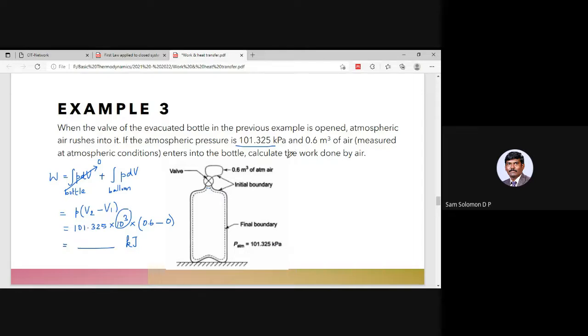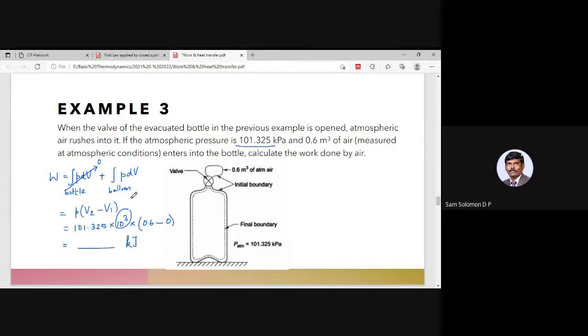Calculate the work done by air. So this air is going to enter into this bottle. PdV in case of the bottle is 0. PdV in case of the balloon: the balloon is losing its air and that is filling this bottle. So what will be the sign convention? Will it be a positive work or will it be a negative work?